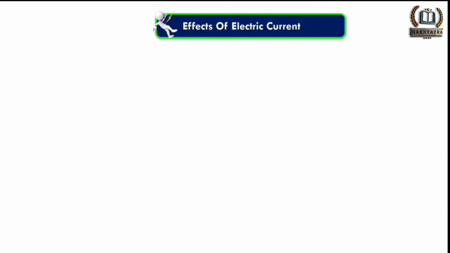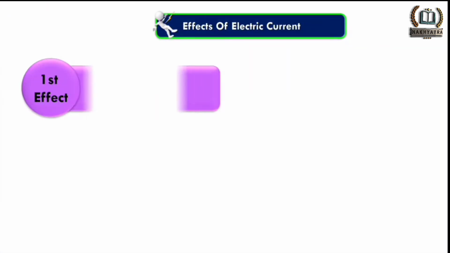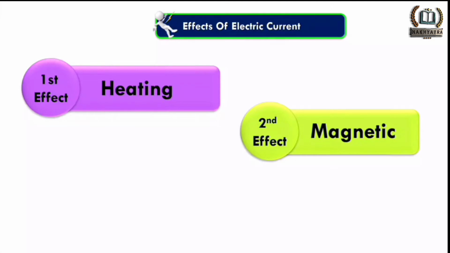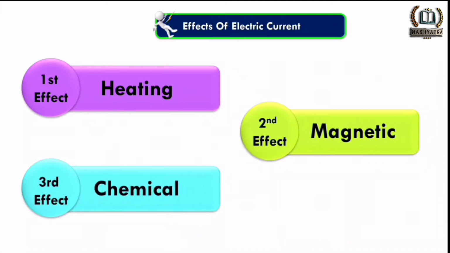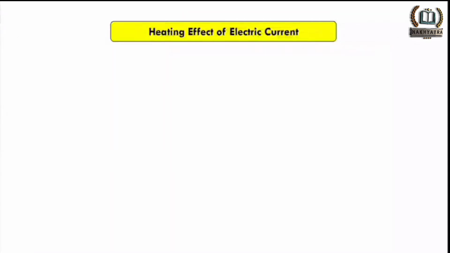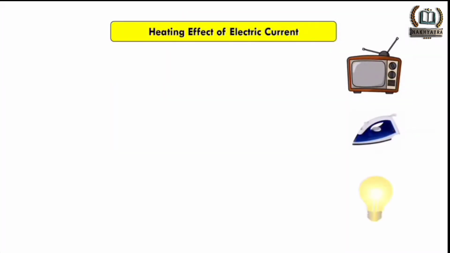Okay, the effects of electric current. The first effect is the heating effect, the second is the magnetic effect, and the third effect is the chemical effect. So, we will first discuss the heating effect. Now see here, these are a few examples of electrical appliances which work on the heating effect of electric current. The first one is the television, the second is the iron, and the third one is the electric bulb.